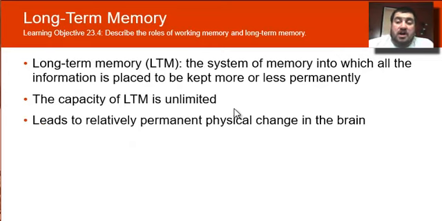Long-term memory is where all the permanent information is kept, more or less permanently. The capacity of this is unlimited, and it leads to a relatively permanent physical change in the brain. Now, we're still searching for where memories are held in the brain, but it has to lead to some sort of permanent change in the brain, and it's unlimited. That whole 'you only use 10% of your brain' thing, that is bull.